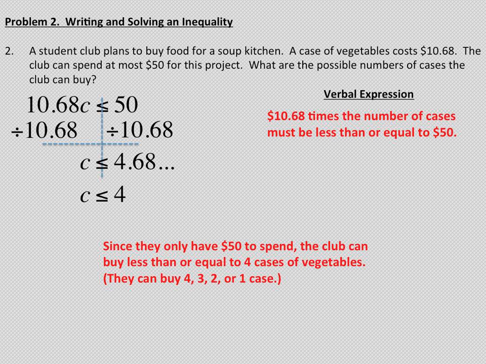So I could buy 4 cases, 3 cases, 2 cases, 1 case. I really can't buy negative cases. So they asked me for what are the possible number of cases I can buy? 4, 3, 2, or 1. If I only have $50 to spend, the club can buy less than or equal to 4 cases of vegetables. In other words, we could buy 4, 3, 2, or 1 cases.